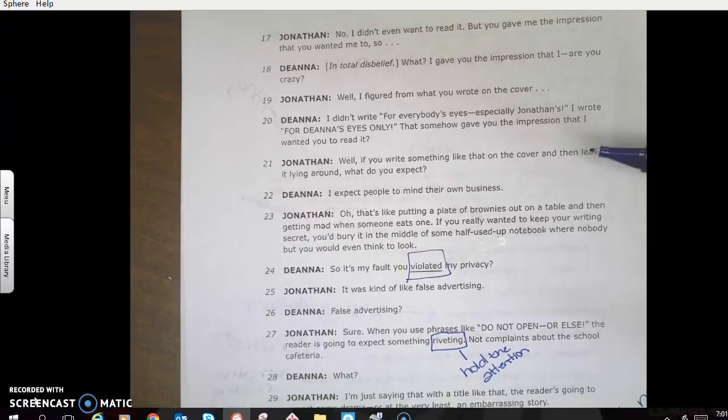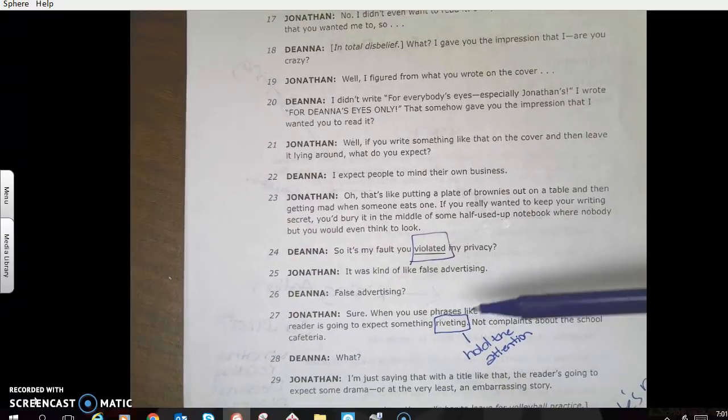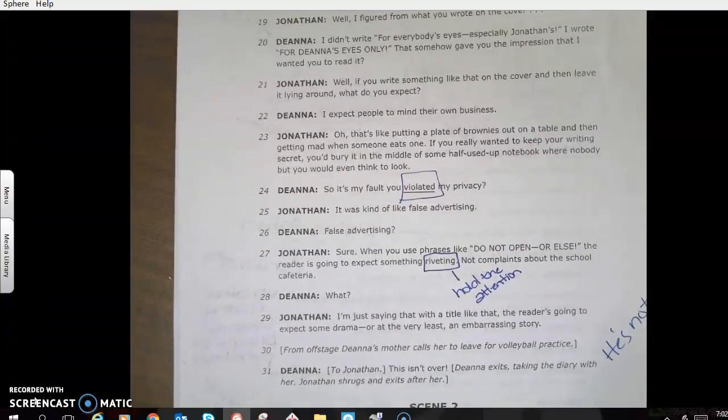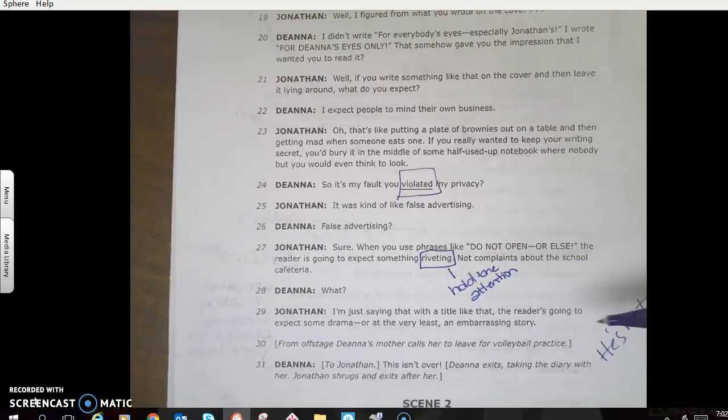Now, what I wanted you to understand is that this word violated, it's already defined for us in one of the questions. So I'm not going to look it up because it's going to give me a definition already, and I have to figure out how it's being used in this sentence. So when I look at violated, so it's my fault that you violated my privacy. We're going to revisit that, but I'm not going to define it right now because it's already defined. Now, we already defined riveting, because rivet means to hold the attention.